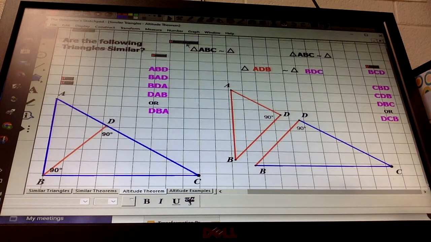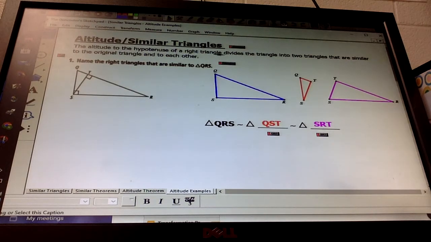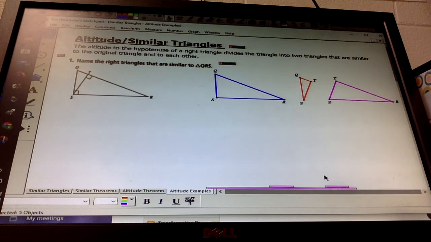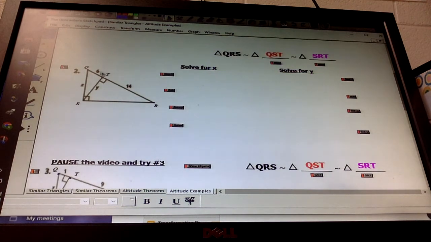Okay, so the statement is telling you that the altitude to the hypotenuse, right, in this example is ST, divides a triangle into two triangles that are similar, the smaller one and the medium one, which also means they're similar to each other. All right, so this is just an example of what we just did. So let's use this statement right here and help us with these problems. So we're going to label these the same just to make it simple. This example is QRS. That would be similar to QST, which is similar to SRT. So that's the same idea of what we just did.